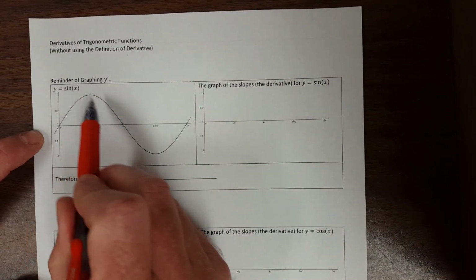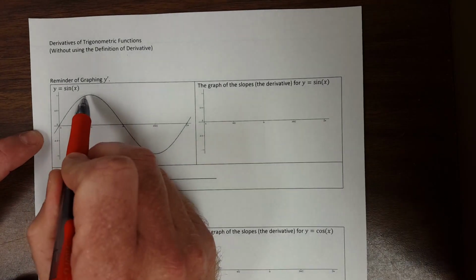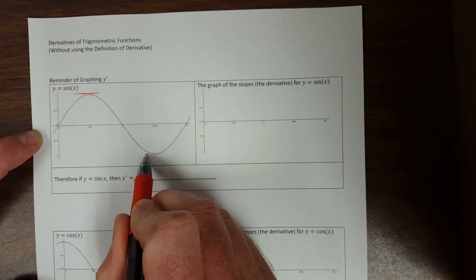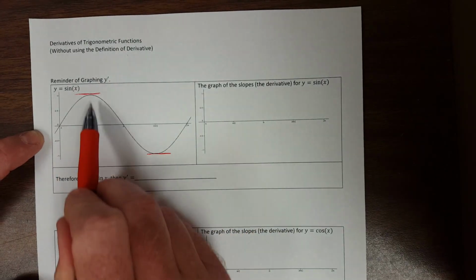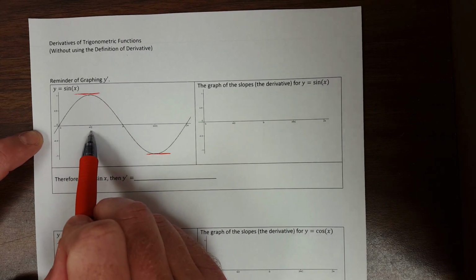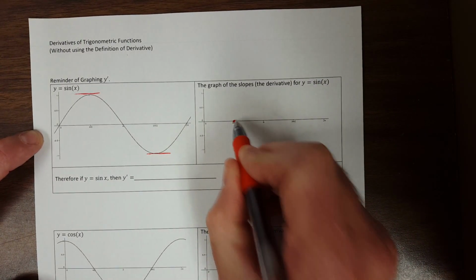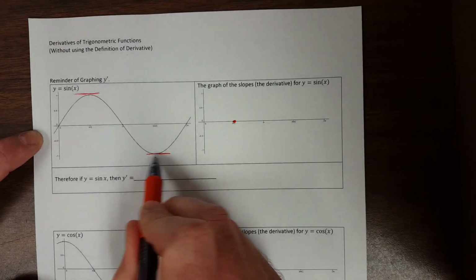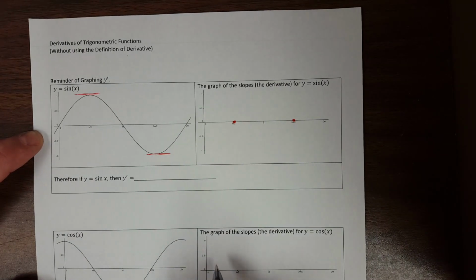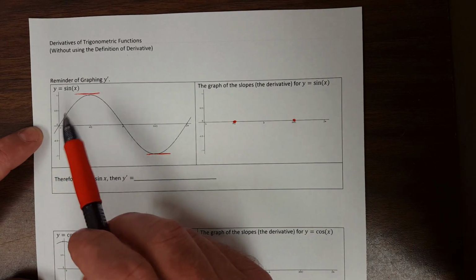So the first thing we're going to look for here is any place where the slope is 0. So that means a horizontal tangent line. And we see one right here, and we see another one right here. So this horizontal tangent line, which is a slope of 0, occurs at pi over 2. So I'm going to plot a 0, x-intercept at pi over 2, and then again at 3 pi over 2. Another x-intercept, another 0.